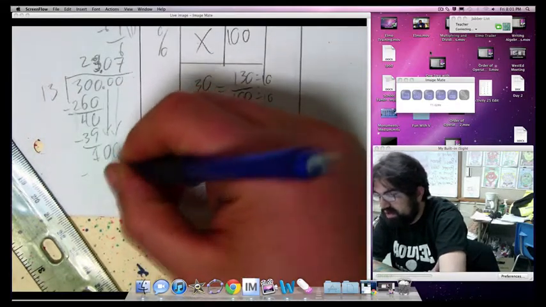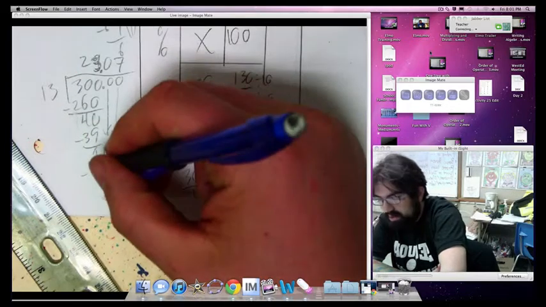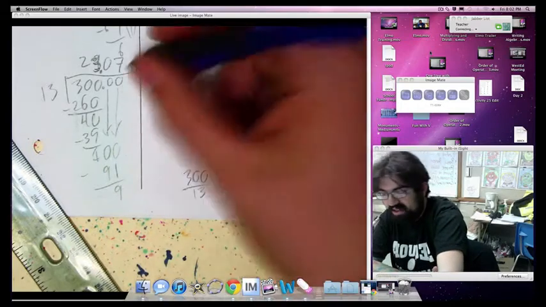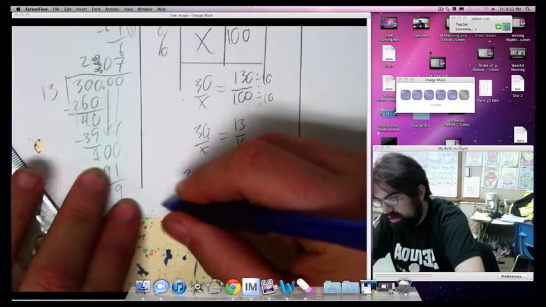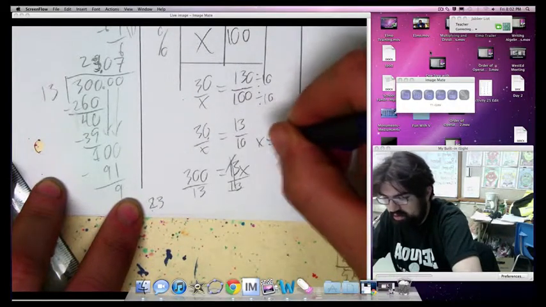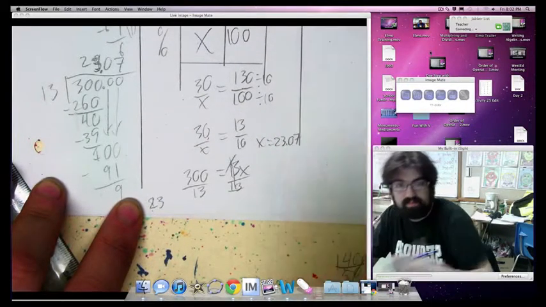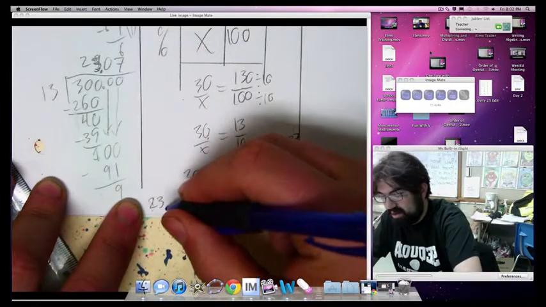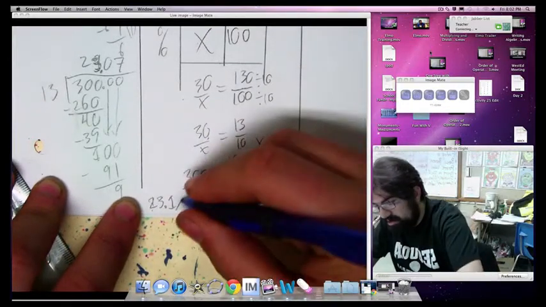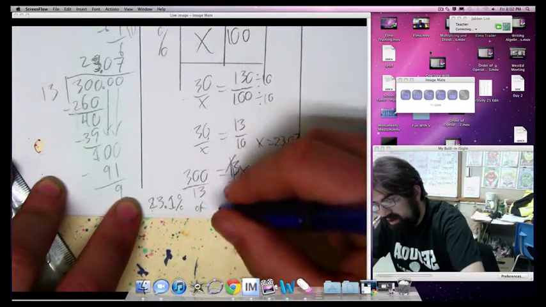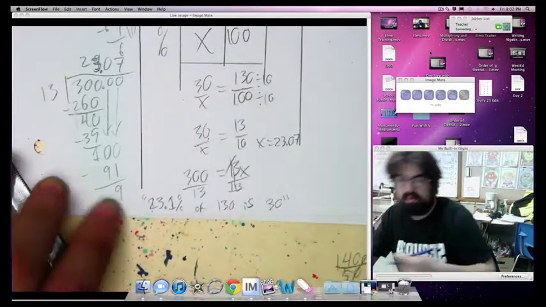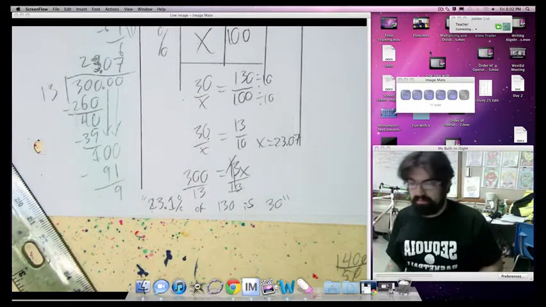7 times 3 is 21, and 9 back. Let's stop right there. So my answer would be 23. Oh, so x equals 23.07, technically my final answer, but I'm going to round. So 23.1% of 130 is 30. That would be what you would put.